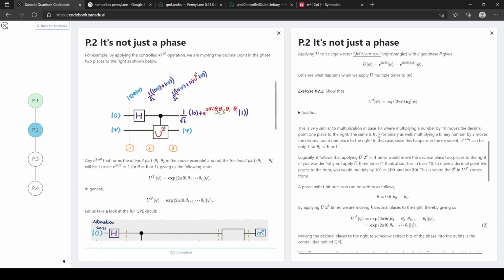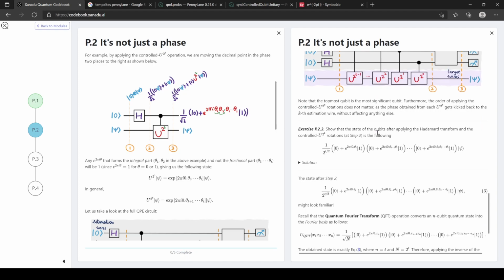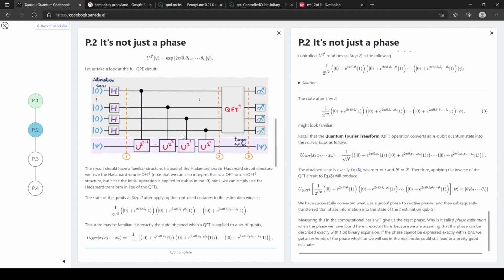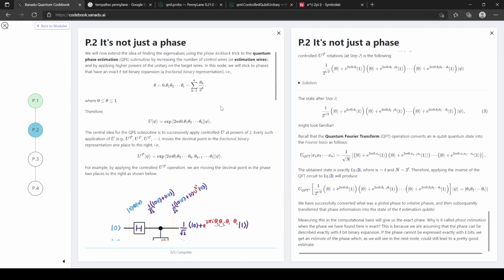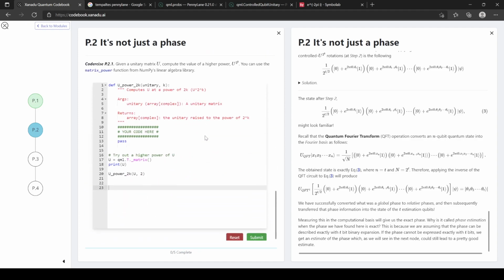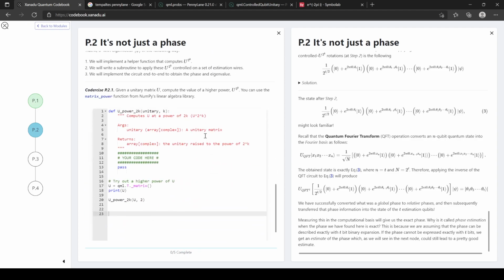But anyway, moving right along. Wow, look at that circuit right here, phase estimation right here. Wow. Computes U to the power of 2 to the k. All right.